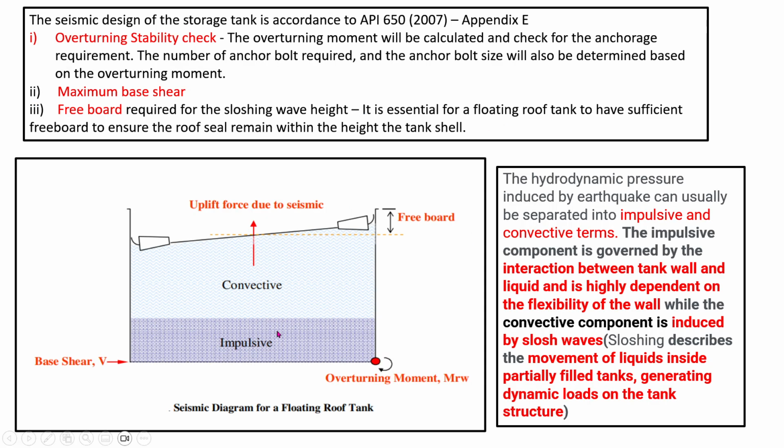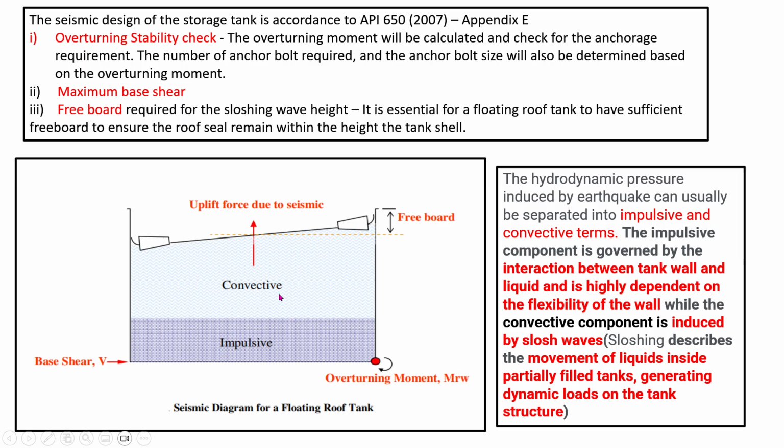Now, due to earthquake, what will happen? I have told you, if you have a floating type roof, then this much space, free board, should be available. Otherwise, liquid will fall down, overturning will be there, and liquid will come from this side down to this side. This is the floating roof.